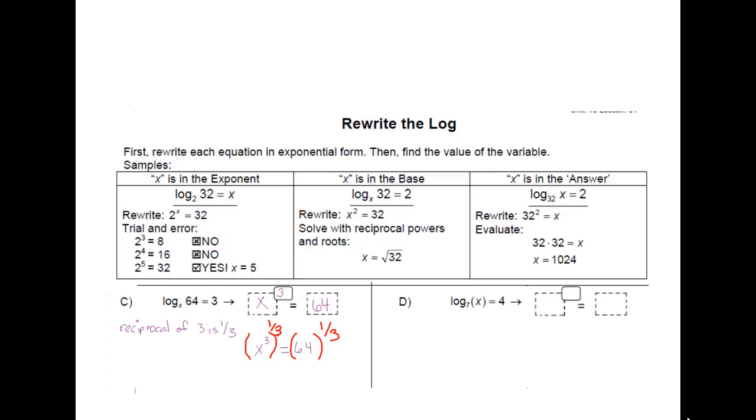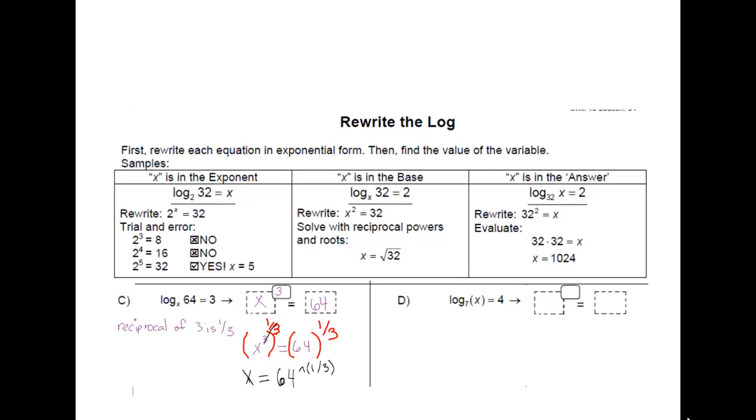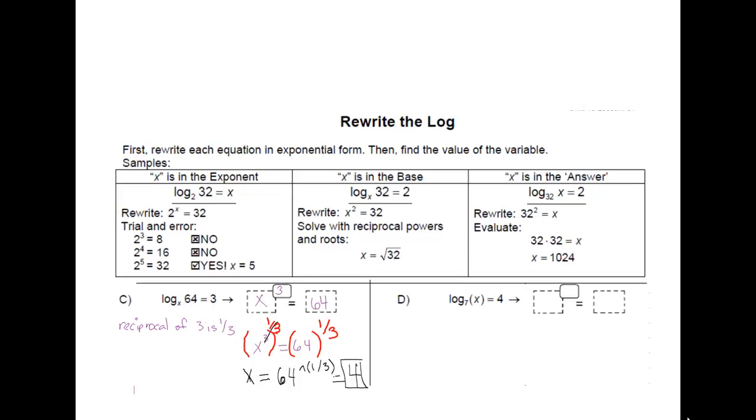On the left side, that 3 and that 1/3 cancel, but on the right side, we still need to plug that into the calculator. 64 raised to the 1/3 power, which will give us 4. And isn't it true that 4 times 4 is 16? 16 times 4 is 64.